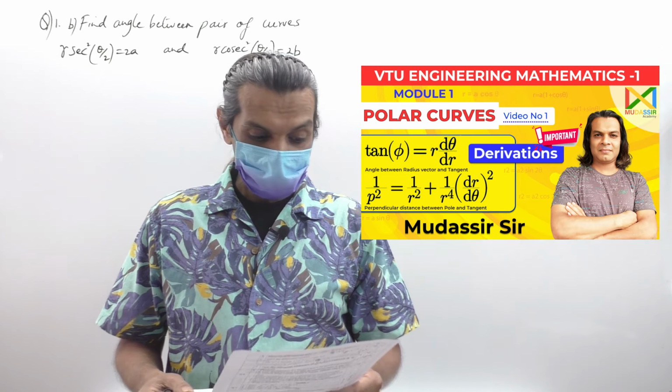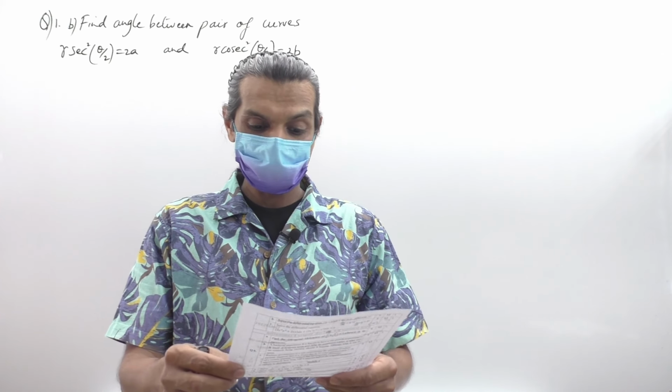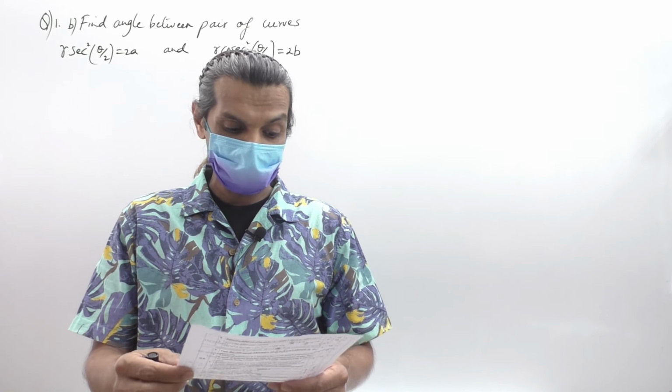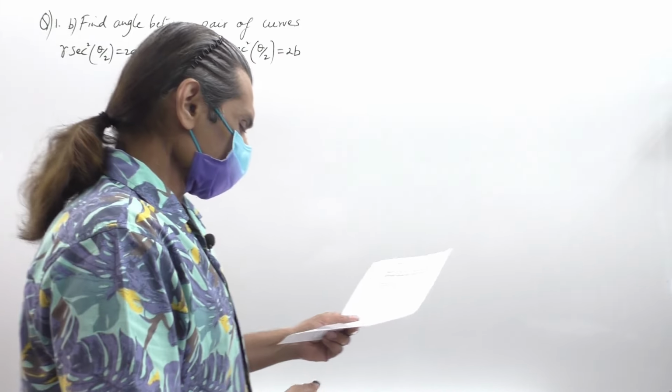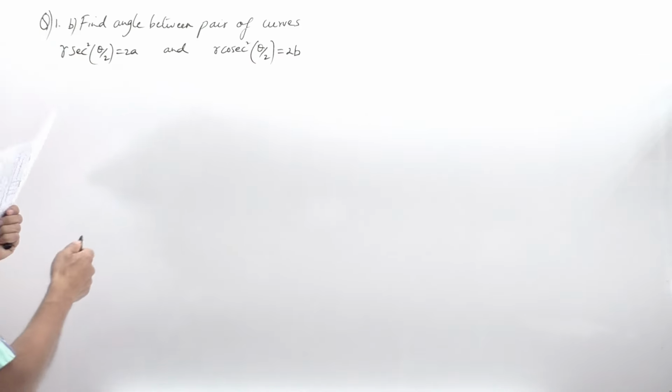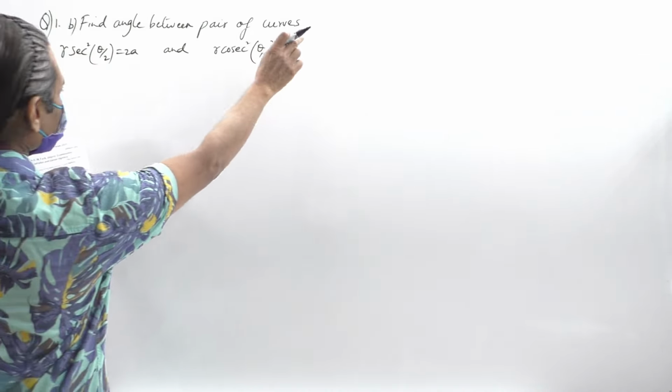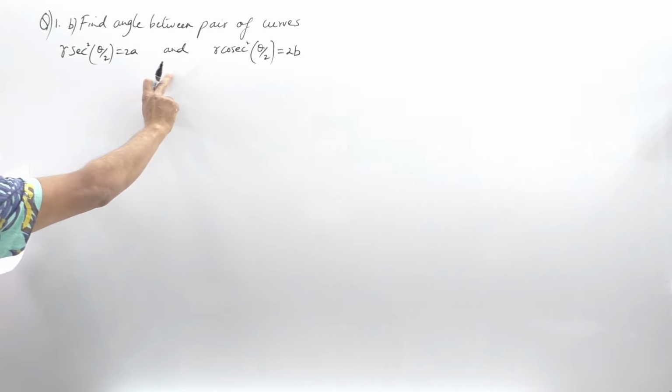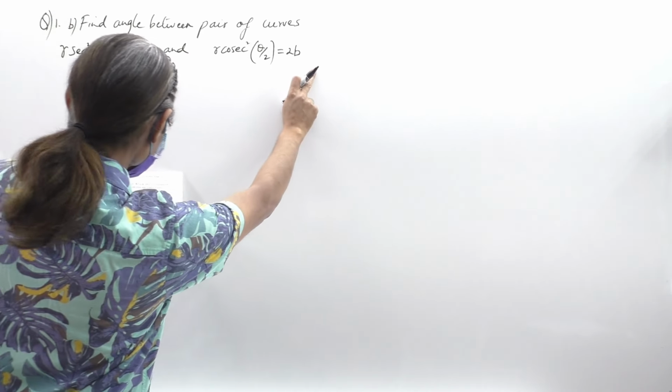The second one is question number 1b. Find the angle between the pair of curves r sec square theta by 2 is equal to 2a and r cos square theta by 2 is equal to 2b. So let's solve this here. We have the question here: find the angle between the pair of curves r sec square theta by 2 is equal to 2a and r cos square theta by 2 is equal to 2b.